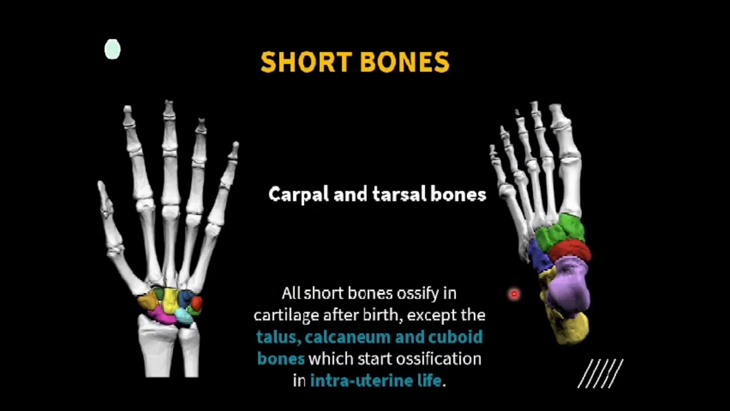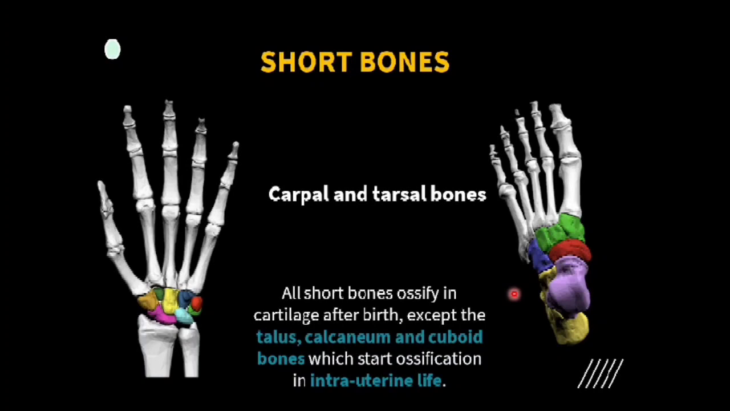The short bones are typically cubical in shape and present 6 surfaces. Out of these, 4 surfaces are articular, whereas the remaining 2 surfaces give attachment to the muscles and ligaments, and are pierced by blood vessels. So the examples are carpal and tarsal bones.